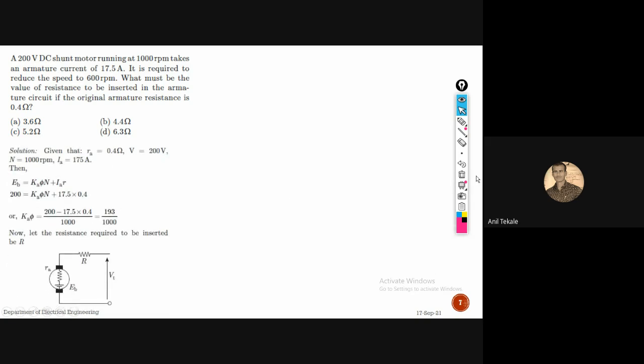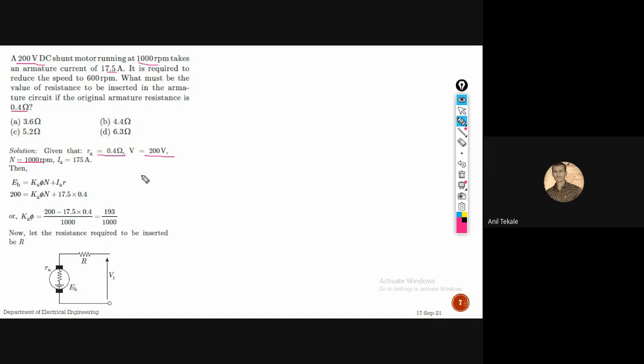Okay. So as I told you, all the values are given. Armature resistance is already mentioned here. Voltage is mentioned here. Then speed is given here. So all the values they have already mentioned. Again, armature current 17.5, right? So let us start the solution.